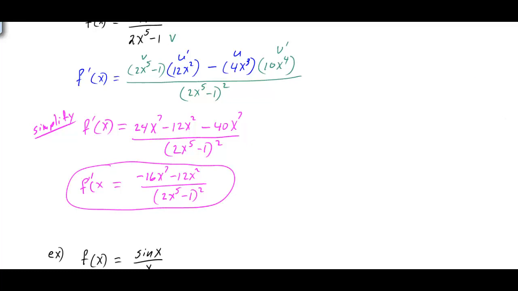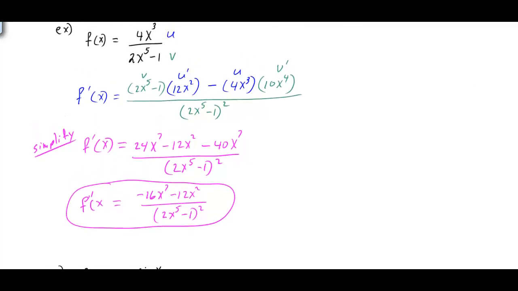All right, so once again, I like to think of this as, with the quotient rule, you're taking the bottom multiplied by the derivative of the top, minus the top function multiplied by the derivative of the bottom, and all of this is divided by the bottom function squared.